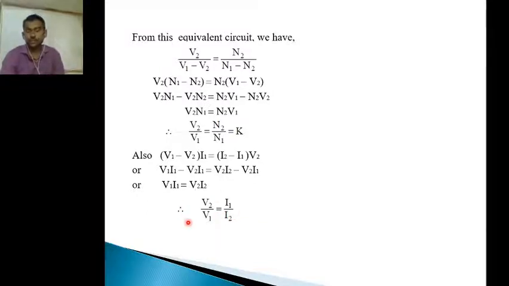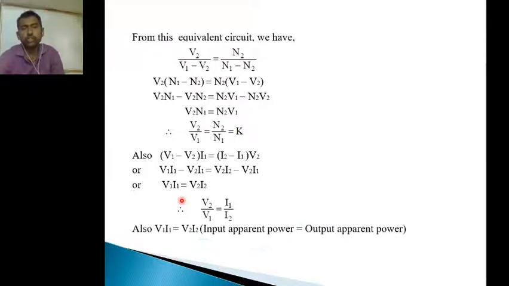So from this theory we tell that like in transformers, in auto transformers also the KVA rating for the primary side and secondary side is the same, and the transformation ratio formulas are also the same.